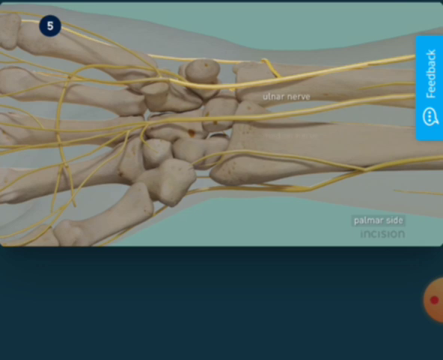The median nerve runs through the carpal tunnel at the wrist and provides motor innervation to muscles that act to flex and pronate the wrist, and provides sensory innervation to the lateral palm and lateral 3½ fingers of the palmar surface of the hand.